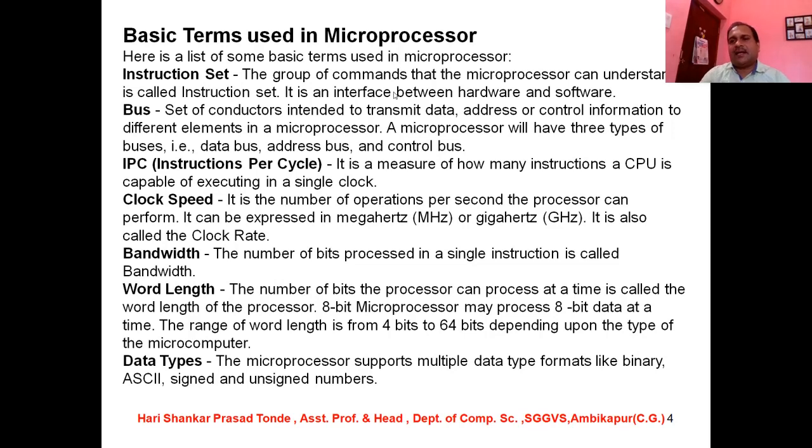So let's understand the basic terminologies used in the microprocessor. When we study microprocessors, we have to make various terminologies clear in our mind, and afterwards it will be easier to understand the particular topic. The basic terminologies are instruction set, buses, IPC meaning instructions per cycle, clock speed, bandwidth, word length, data types, etc. So let's start with the instruction set.